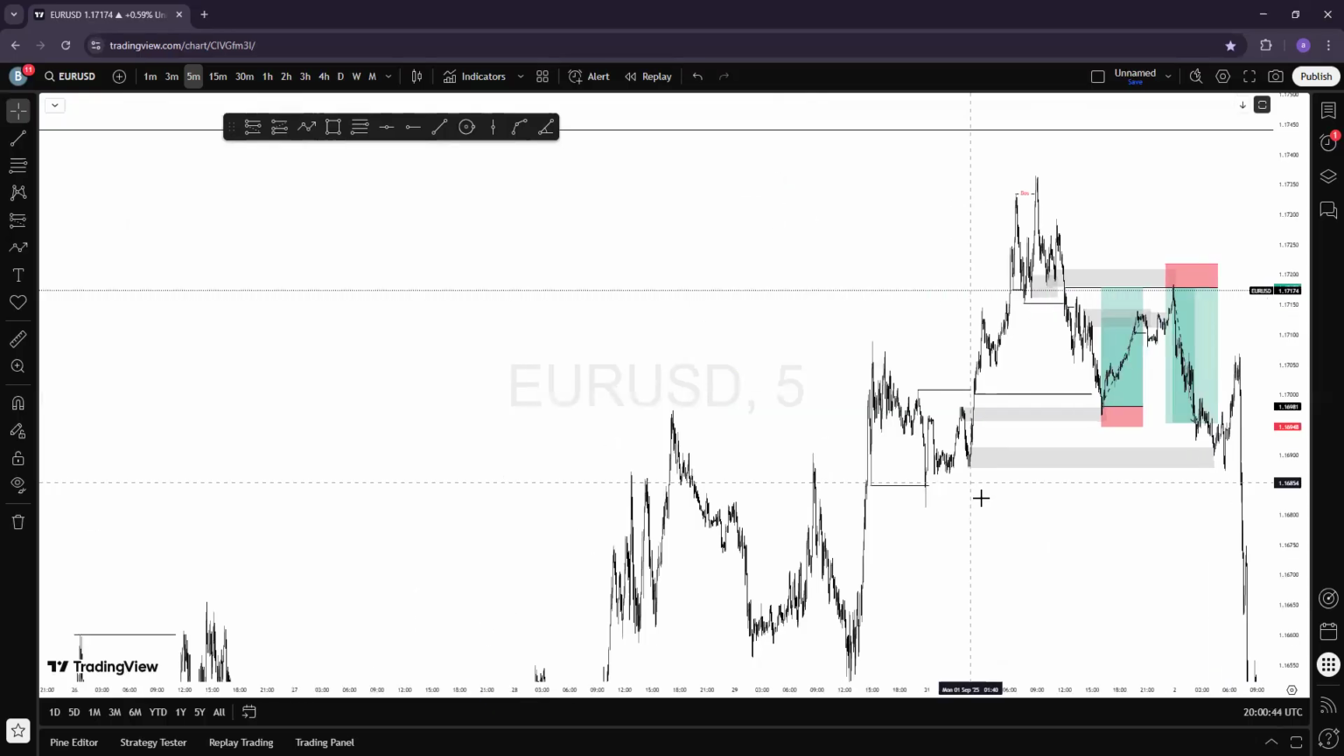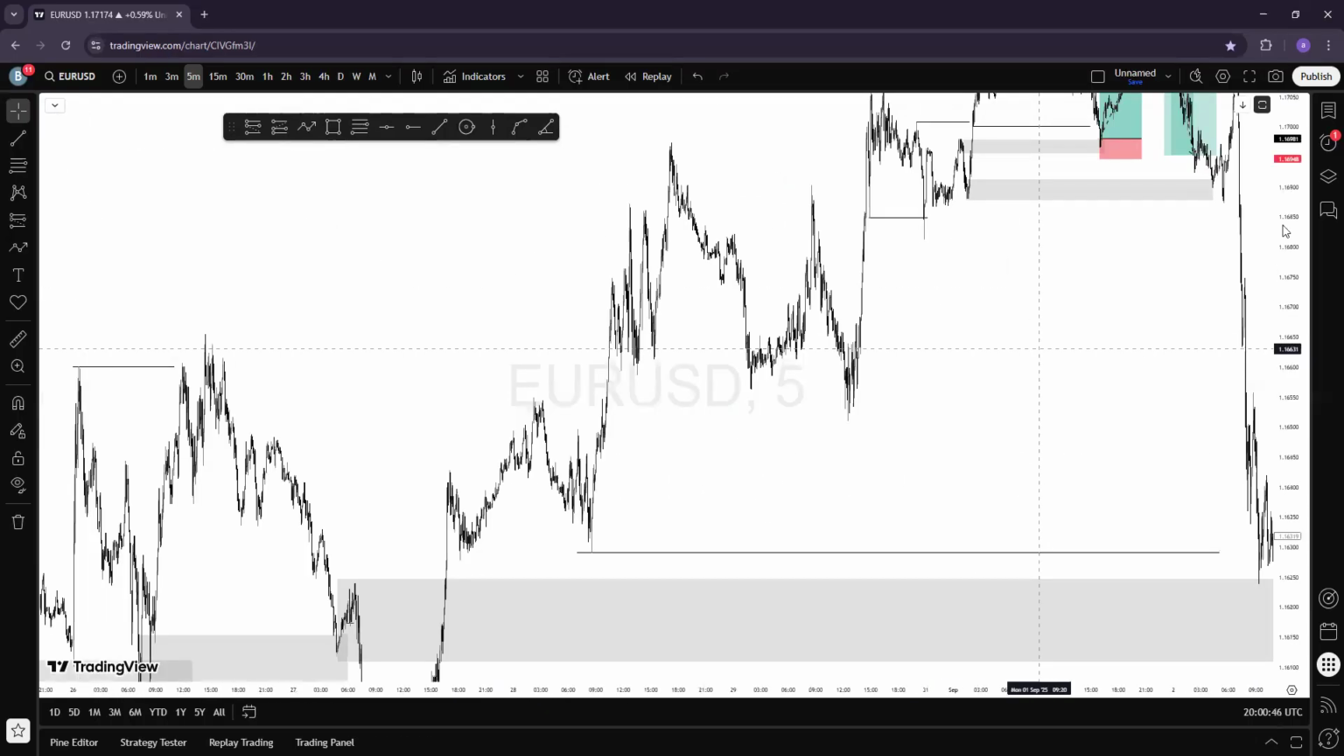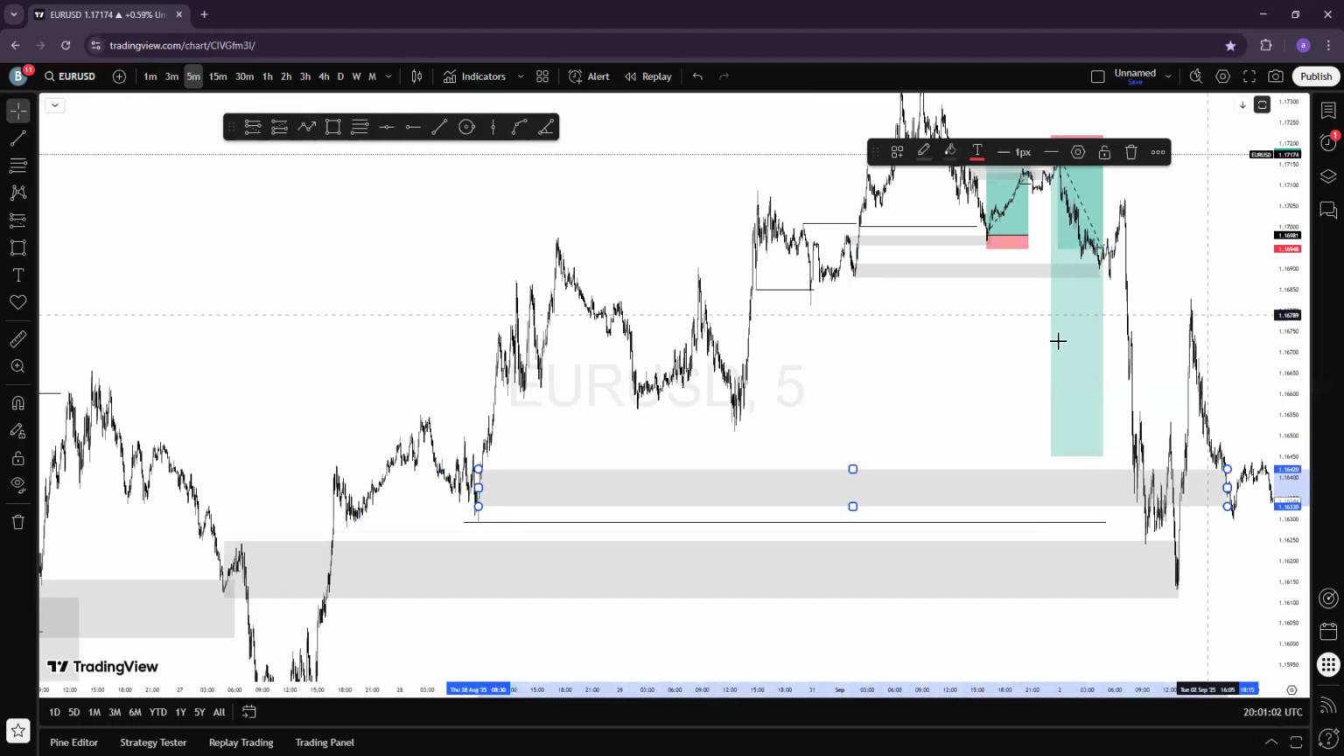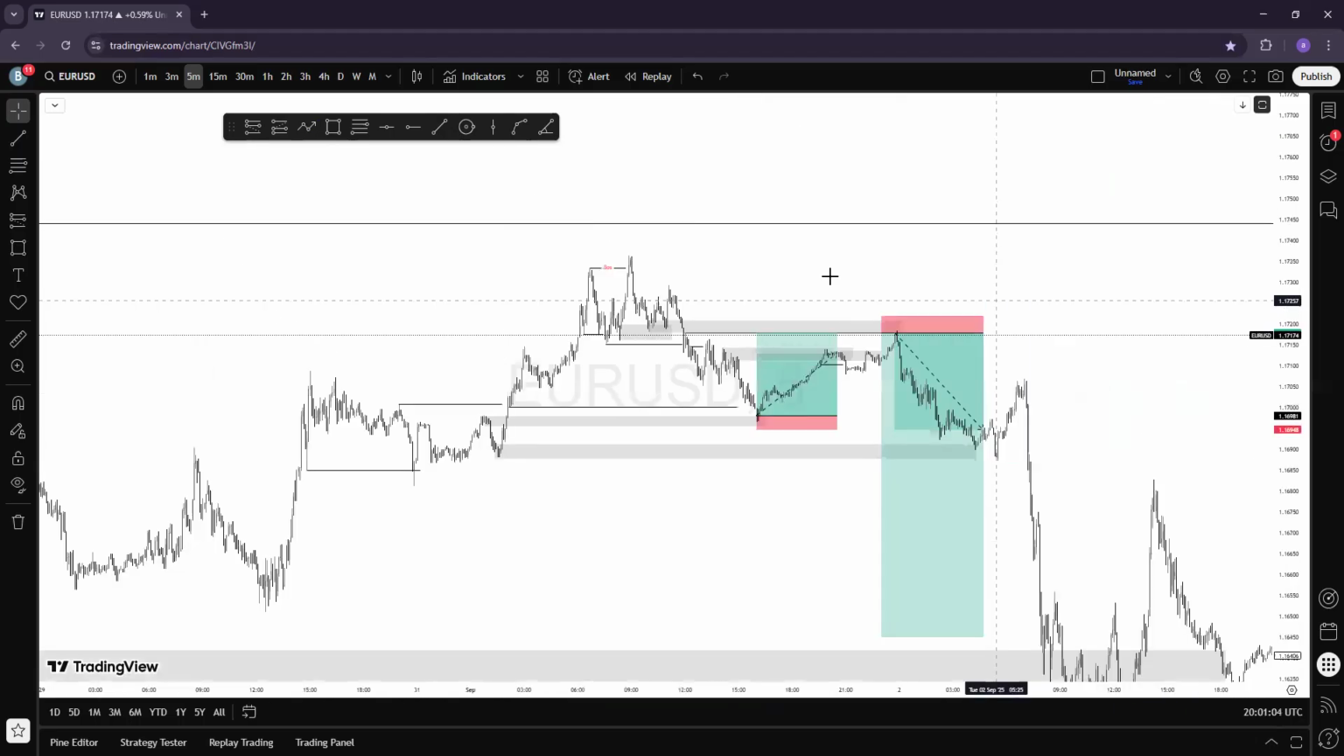I'll be targeting, where is it? I'll be targeting this guy, or somewhere around here, because I know there is another demand level here that can push price. You understand? Okay. So I could have actually entered the trade here.